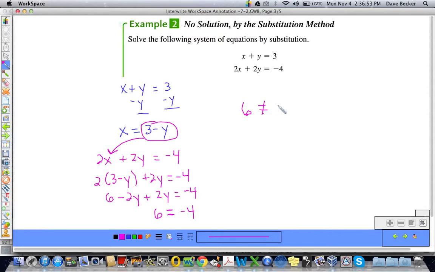So whenever you're using any of these methods and you get something that doesn't make sense, that's when you know you have no solutions, because 6 does not equal negative 4. So you are done. No solutions. Okay? You are done here once you get to an equation that doesn't make sense. The variables cancel out. I get 6 equals negative 4. Doesn't work. No solutions. And that would have happened even if I had solved for y instead of x.